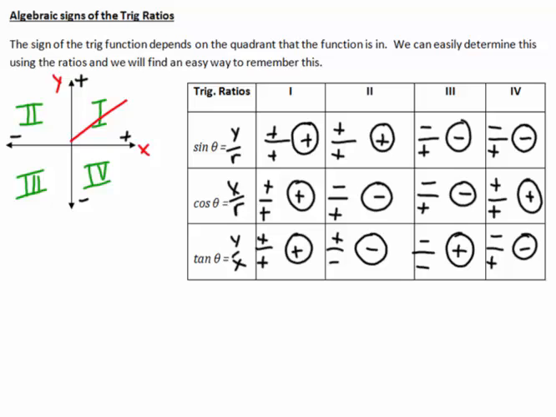Now, once we have all this information, we can actually recognize a pattern based on the quadrant. The pattern we want to recognize is what is positive. That's our concern. What is positive based on the quadrant? Well, if we look at the first quadrant, they are all positive in quadrant 1. All three trig ratios are positive. In quadrant 2, just sine is positive. In quadrant 3, just tangent is positive. And in quadrant 4, just cosine is positive.